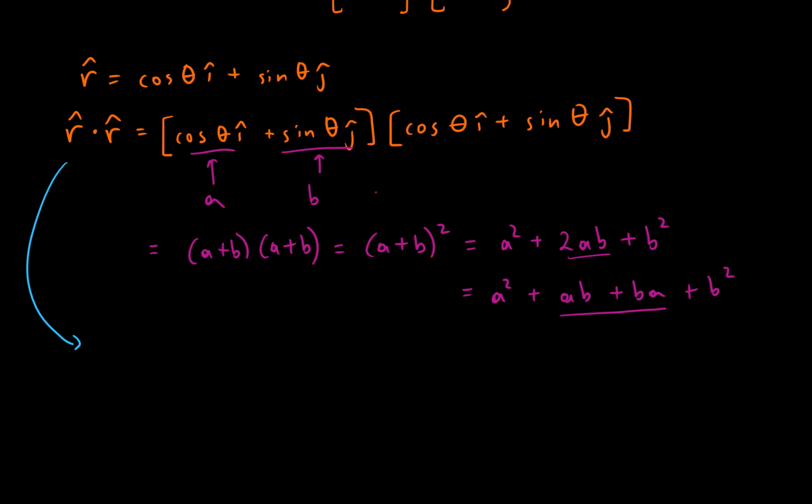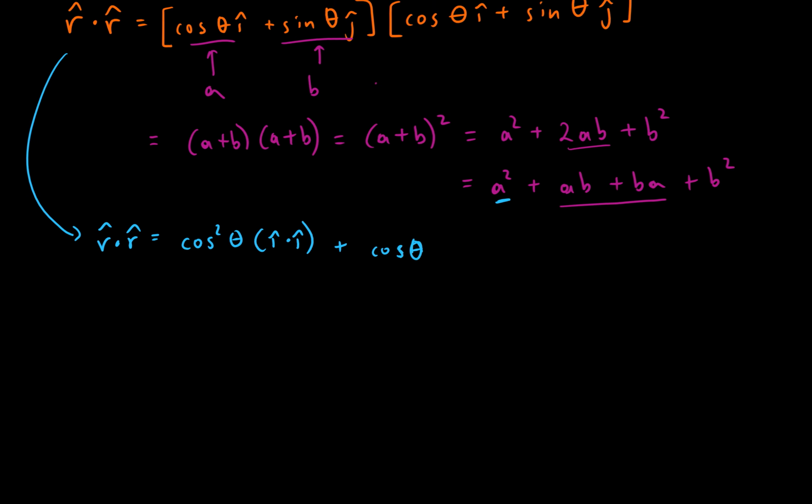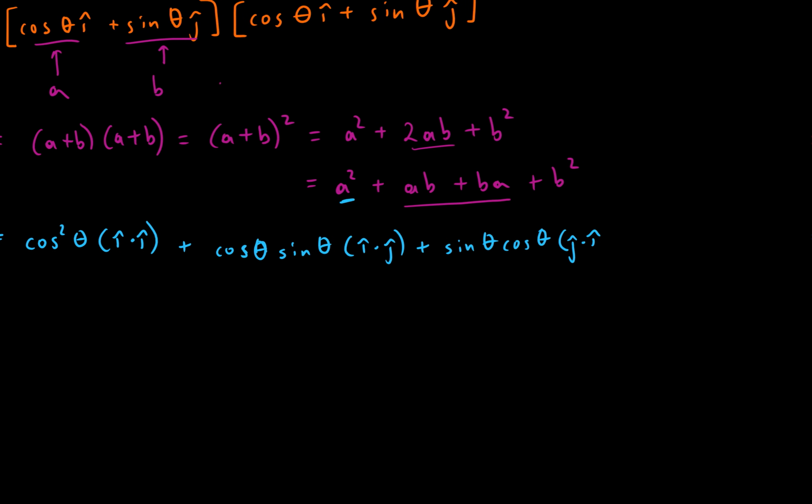So we see over here the first term for this dot product, r hat dot r hat, is equal to cosine squared theta i dot i, that will be A, plus cosine theta times sine of theta i dot j, plus sine theta cosine theta j dot i, and turning a little over, plus sine squared theta j dot j.